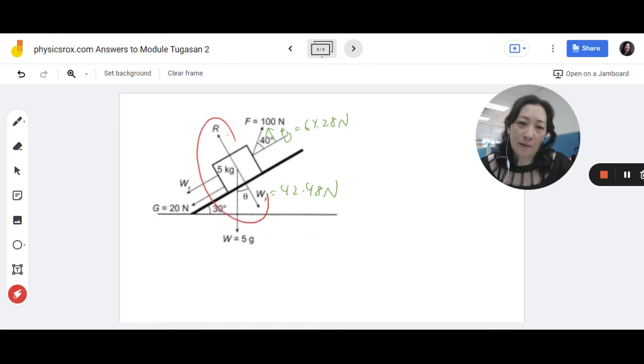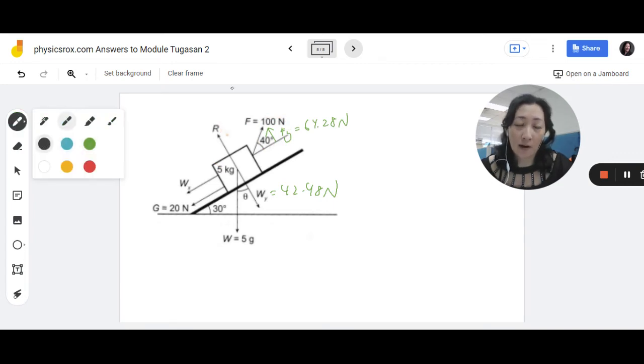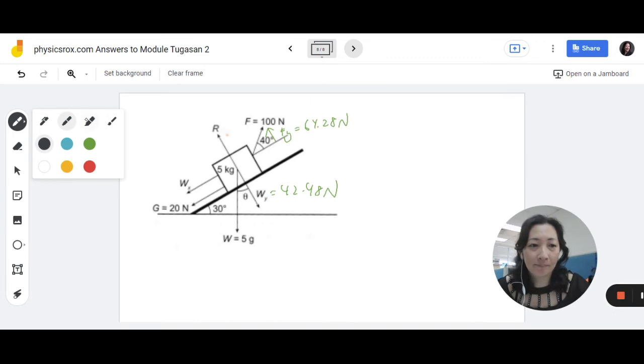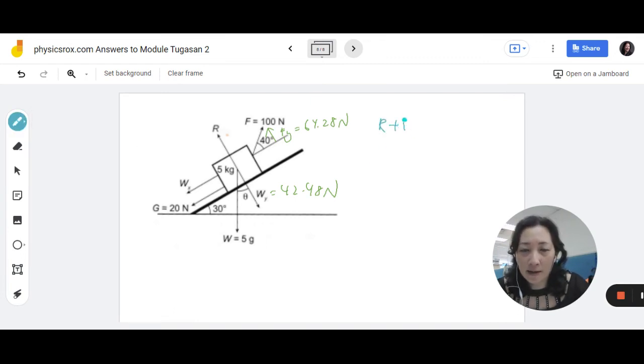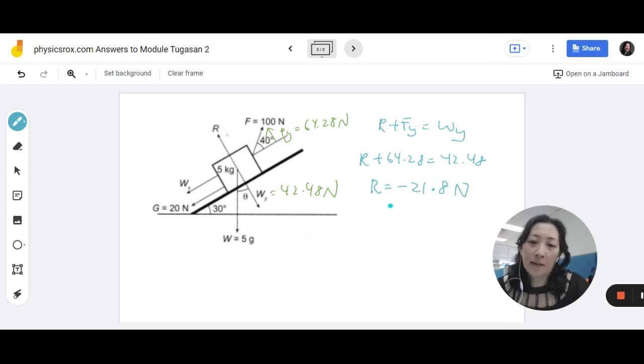You cannot just put R equals W because you've got another force that's in the same direction as the reaction force, which means the correct way to solve R, provided that it's balanced, is R plus Fy equals Wy. But it doesn't make sense because if you look at the values, you would have R plus 64.28 equals 42.48. When you work it out, you will get negative 21.8 newton. This number doesn't make sense because normal reaction cannot be negative. Normal reaction is always supposed to be opposite to the forces acting on it, right? So it's supposed to be acting upwards. But if it's negative 21.8, it means that it's actually trying to act downwards, and that doesn't make sense.